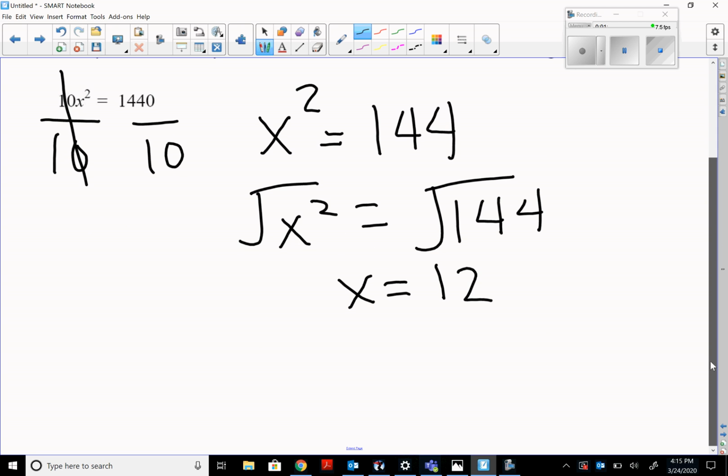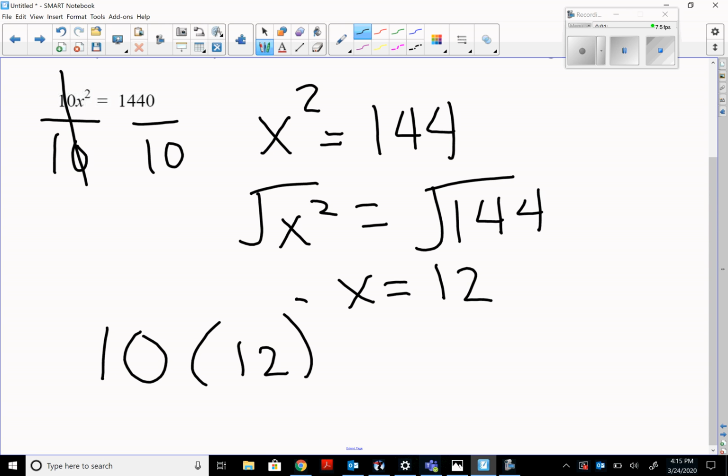Last step is to verify to make sure. So to verify, I'm going to take that value that I just got for x, and I'm going to plug it back into my original equation. So 10 times 12 to the second power should equal 1,440. You can use a calculator, but you probably don't need a calculator on this one.